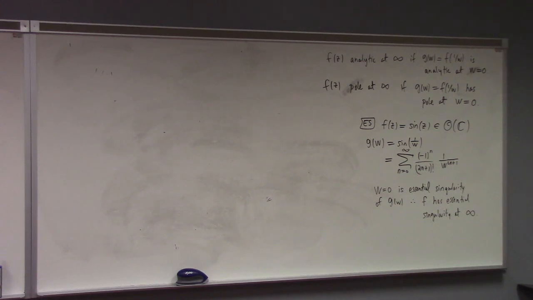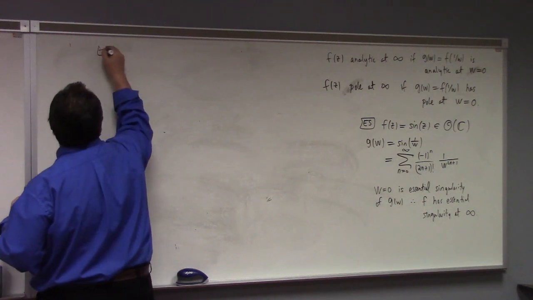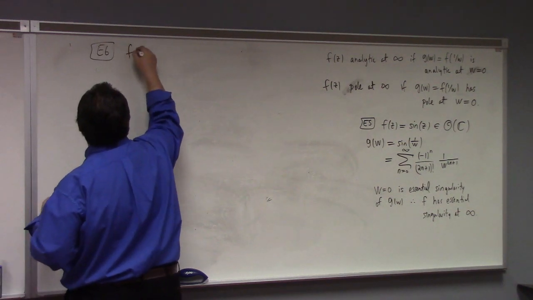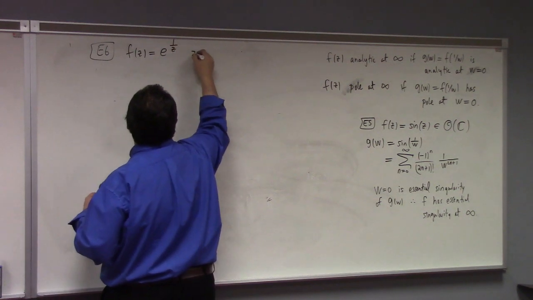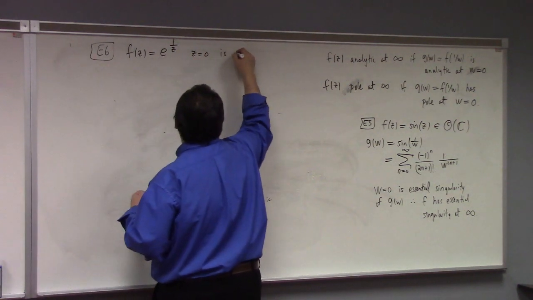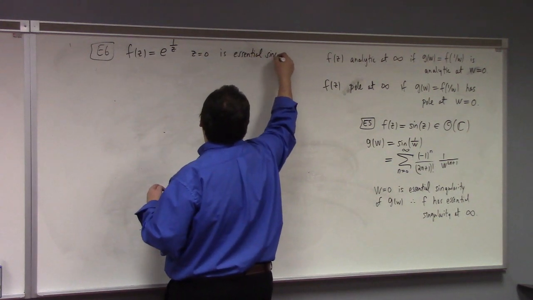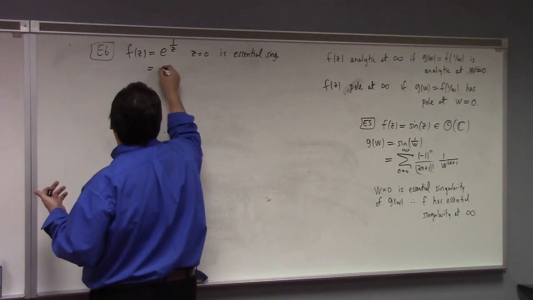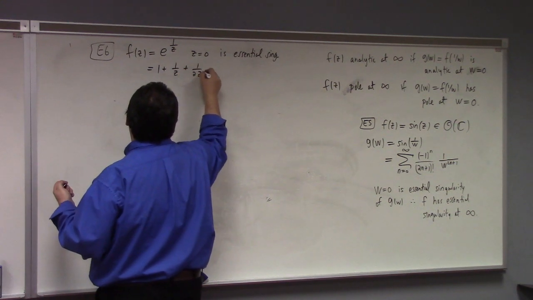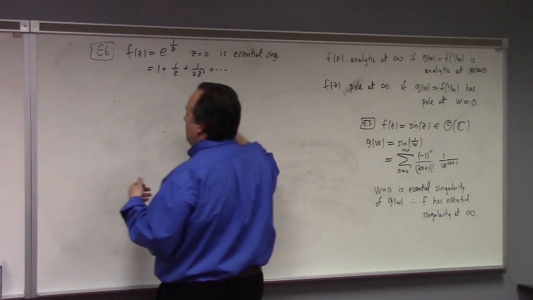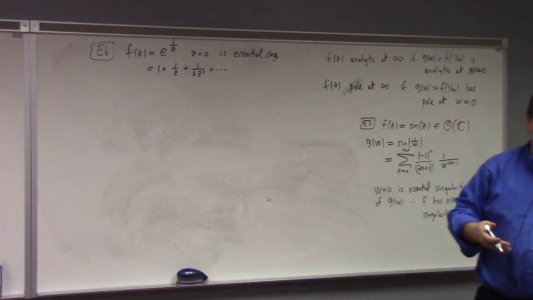So I think e to the 1 over z is a nice one. If we look at f of z equal to e to the 1 over z, of course z equals 0 is an essential singularity, right? Because if we look at the Maclaurin expansion for this, it just goes on and on and on. There are infinitely many reciprocal terms in the expansion centered around 0.